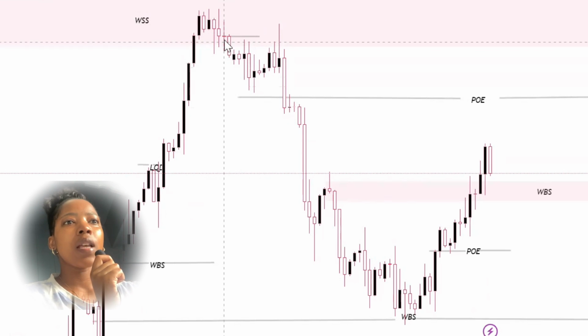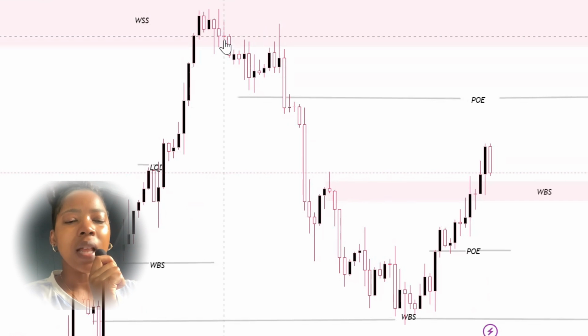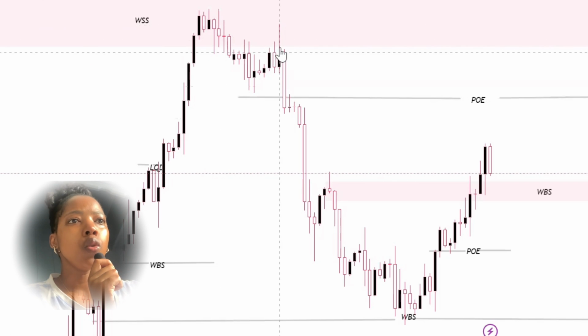Fine, as long as I know that the candle closed and the candle already has been used. So they used that candle already. They came here, they dropped.